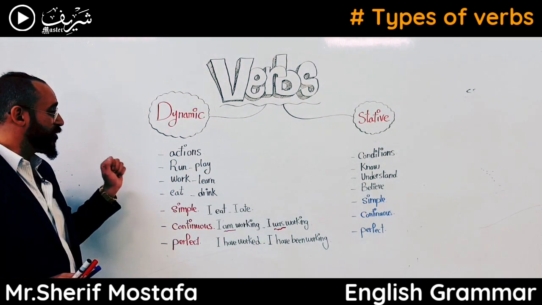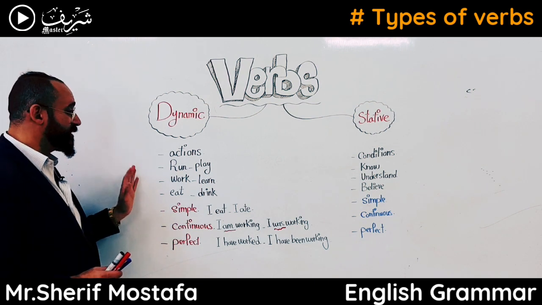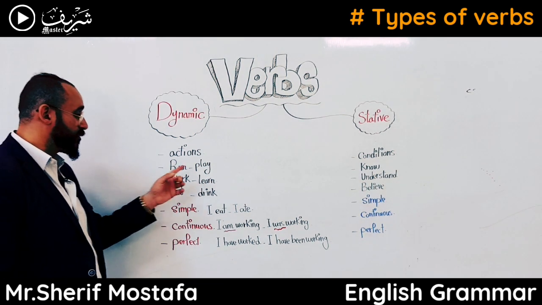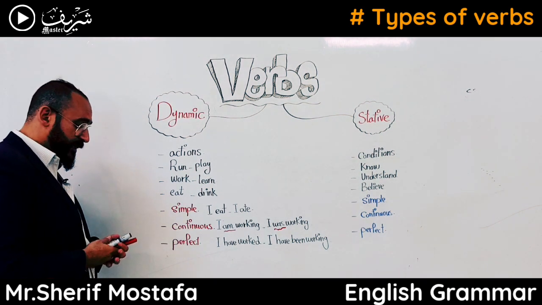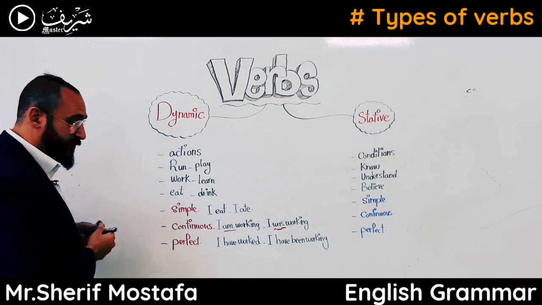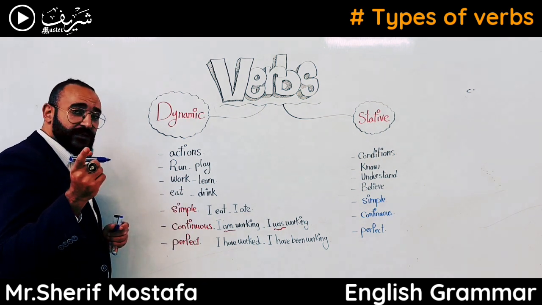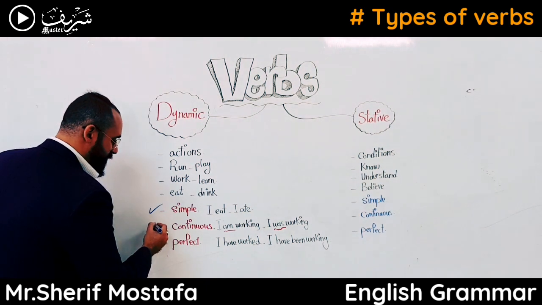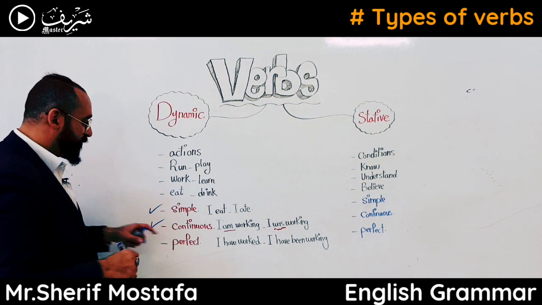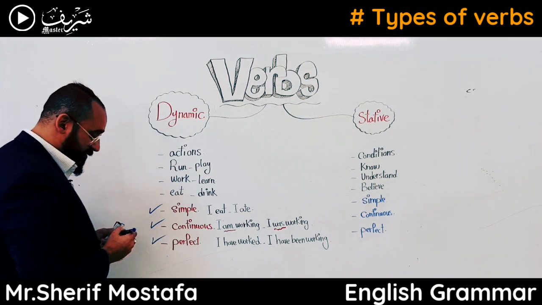This is great. So let's paraphrase this very quickly. You can say run or play, work or learn, eat or drink. And you can use them with the simple, continuous, and perfect. So let me say that we can use this in the simple form. Yep, checked. We can use it in the continuous form. Definitely checked. Perfect form? Yes.